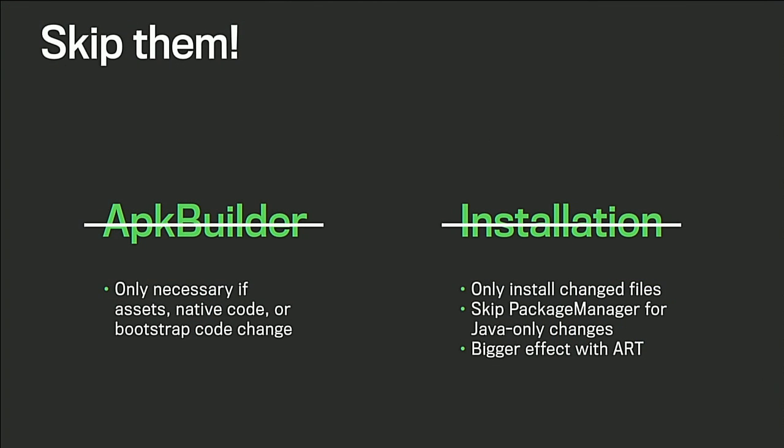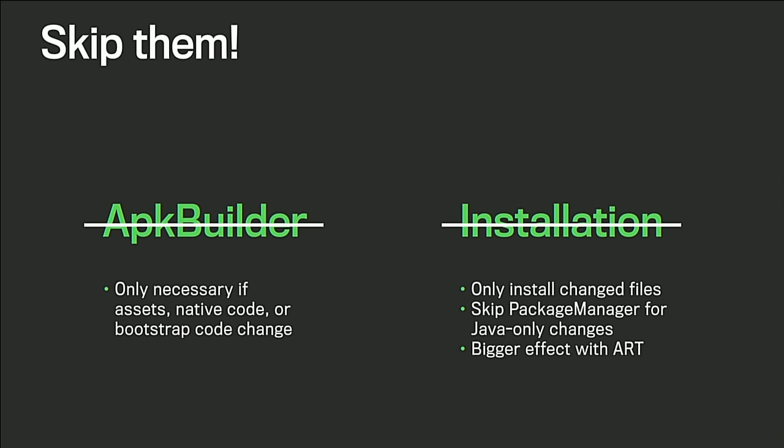The APK builder step is only necessary if you change something that actually goes into the APK. So this is your assets, your native code, or your bootstrap code. If none of those change, if you're only changing your sort of run-of-the-mill Java code, you can skip the APK builder step entirely, and that saves you about 7 seconds. The other thing is that the installer is relatively smart. It'll only install the files that actually changed since your last installation. So if you didn't rebuild the APK, that means you also don't need to install the APK. You can skip the package manager entirely if you're only changing your Java code.